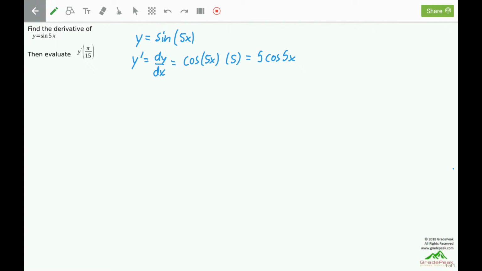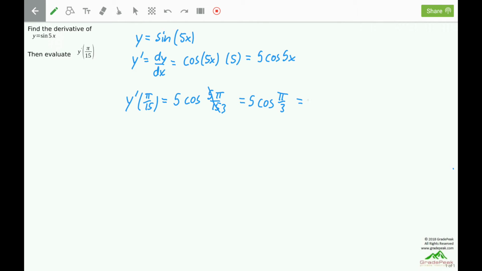The next thing to do is to evaluate y prime of pi over 15, so we're going to plug in pi over 15 for each of the x's. That will give us 5 cosine of 5 times pi over 15. Before we evaluate this, we're going to maybe want to reduce the 5 pi over 15 down by a factor of 5. Those cancel down, leaving a 3 in the denominator. And we will have 5 cosine of pi over 3.